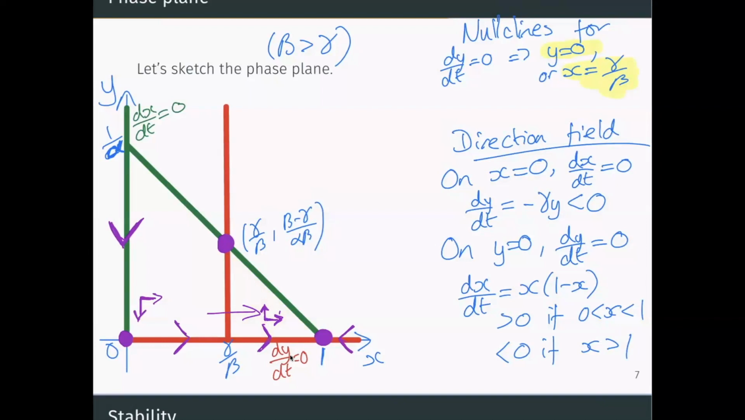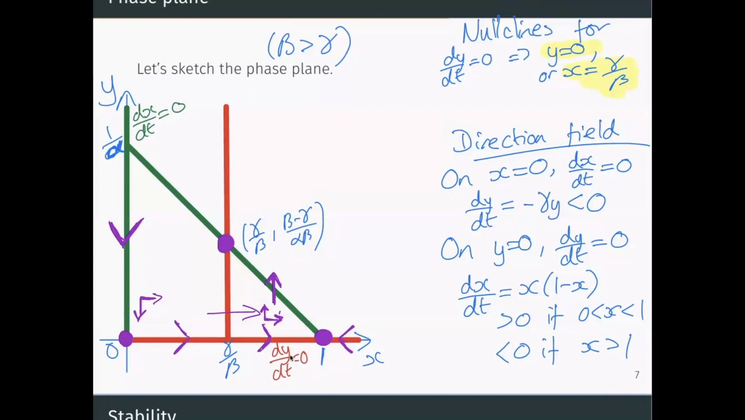That means that this green null line here, dx/dt is equal to 0 by definition, so I can't be moving left or right. I have to be moving up or down. I've just found out I'm moving up in this little triangle down on the bottom right, so I must be moving up here as well.